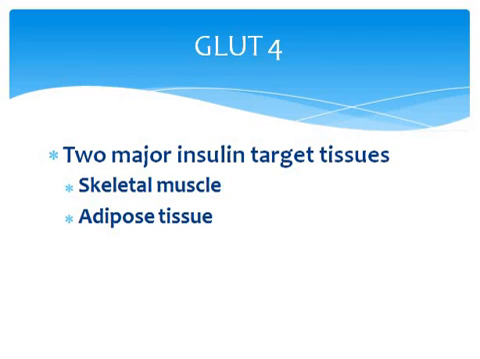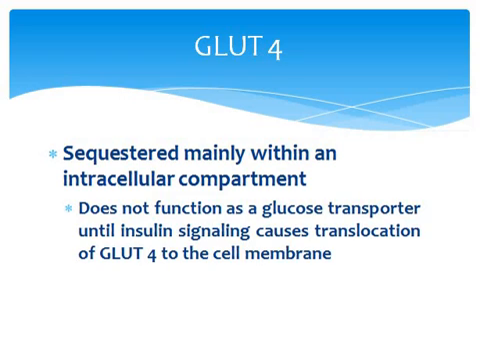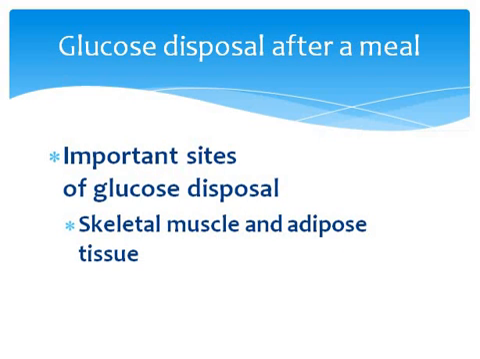GLUT4: two major insulin target tissues are there, one is skeletal muscle and the other is adipose tissue. GLUT4 is sequestered mainly within an intracellular compartment, and it does not function as a glucose transporter until insulin signaling causes translocation of GLUT4 to the cell membrane. Glucose disposal after a meal: important sites of glucose disposal are skeletal muscle and adipose tissue.